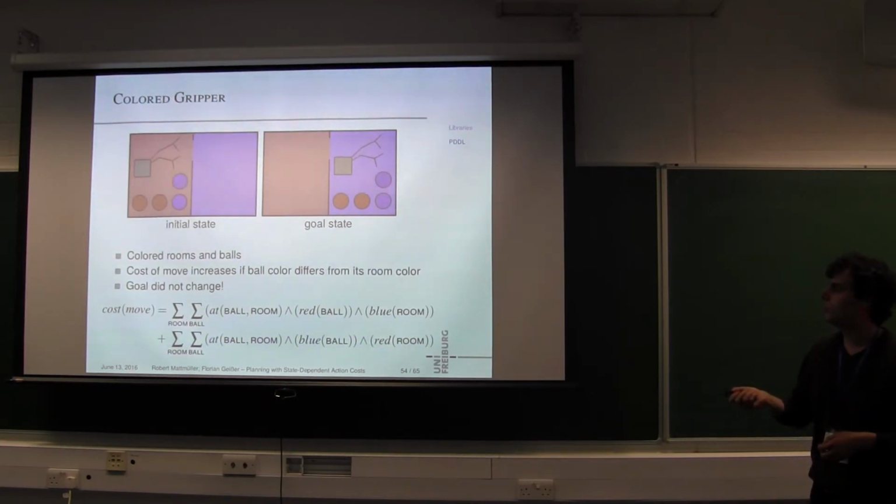Basically we sum over the rooms and the balls, and then we have this check here. If the ball is at the room, and if the ball is red, and if the room is blue, then our cost increases by 1, because this actually then evaluates to 1 to 2, and this is 1. And we have the same check, but just if the ball is blue and the room is red.